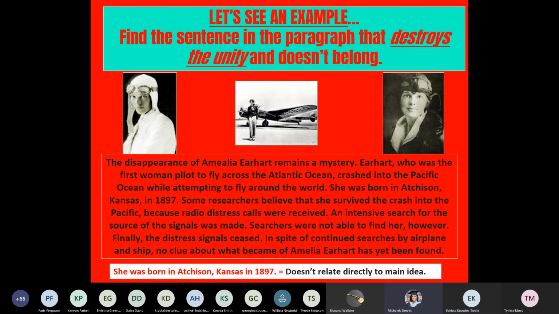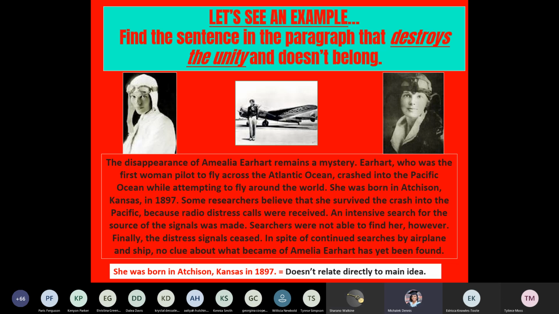Now, let's try and wrap this up. Can someone tell me what is the topic sentence or the main idea of this paragraph? Oh, you're quick. Ebony says the topic sentence is the disappearance of Amelia Earhart remains a mystery. Anyone else? They're saying the same thing. Good job, you guys are correct. Because if we're talking about the disappearance of Amelia Earhart remaining a mystery, they gave you supporting details to indicate that it is a mystery, right?